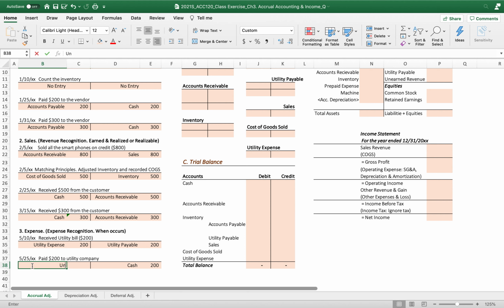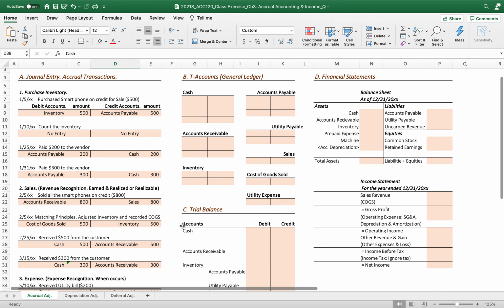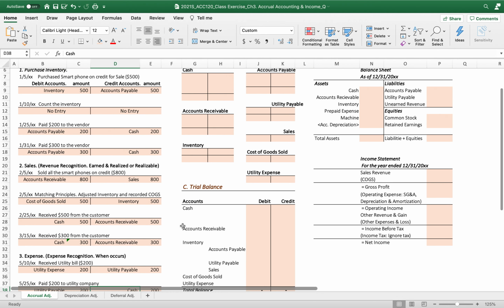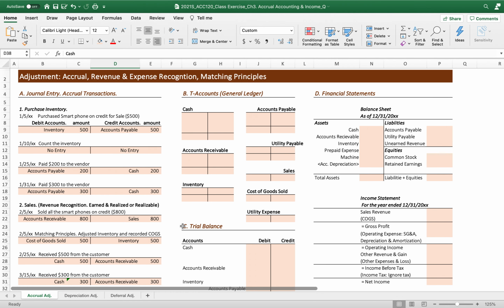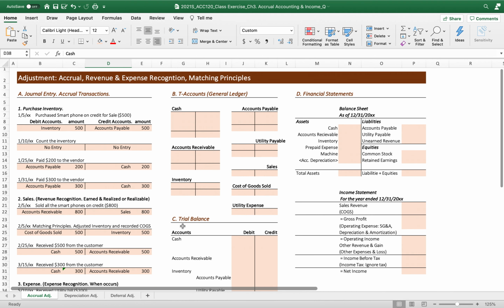So utility payable, by paying $200, the total amount is now reduced. So the liability is on the debit, which means the company doesn't owe this liability any longer because the company paid this cash 200. Okay, now we completed the accrual accounting and revenue and expense recognition with the matching principle.